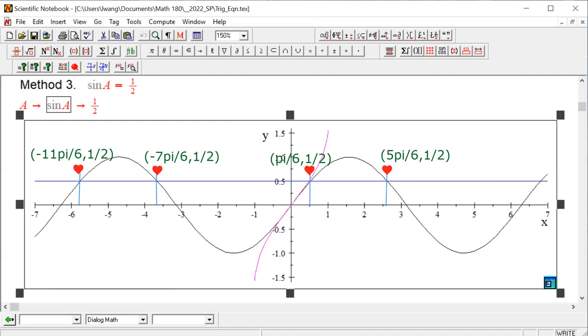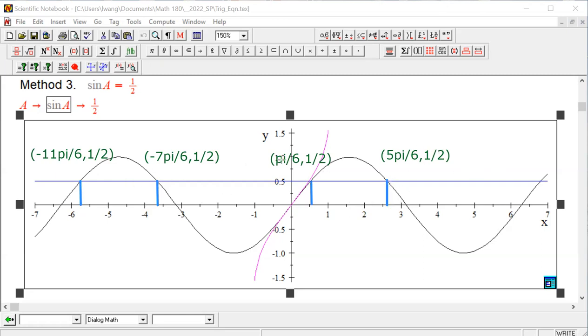So let me just make an adjustment. I hope that this process will help you to understand. Okay, I'm not going to change the marking of the point. I'm just going to remark it. So this is 5 pi over 6 half. This is pi over 6 half, right? And negative 7 pi over 6 and negative 11 pi over 6. Third method. All of these blue bars have the same height.